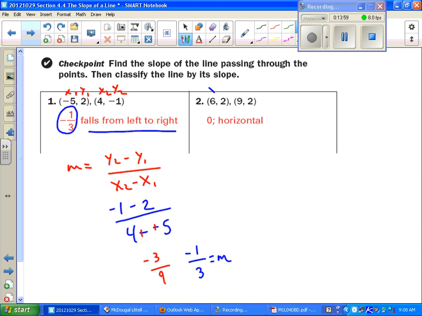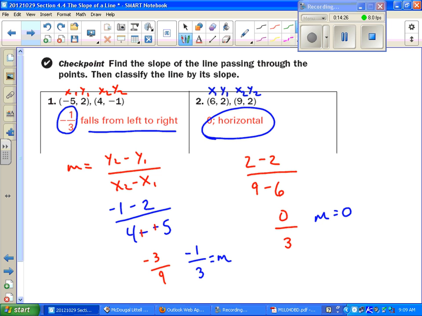Same thing with this one. x, y, sub 1, sub 2. Your same formula. Y sub 2 is 2 minus y sub 1, 2, over x sub 2, 9, minus x sub 1, 6. 2 minus 2 is 0, and 9 minus 6 is 3. You have 0 divided by something. Your slope is 0. That's okay to have 0 at the bottom. Your slope is 0, and that is a horizontal line. You can see that there.